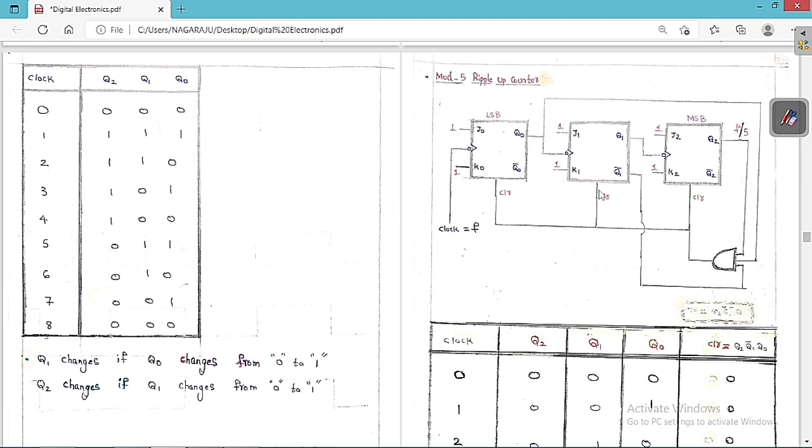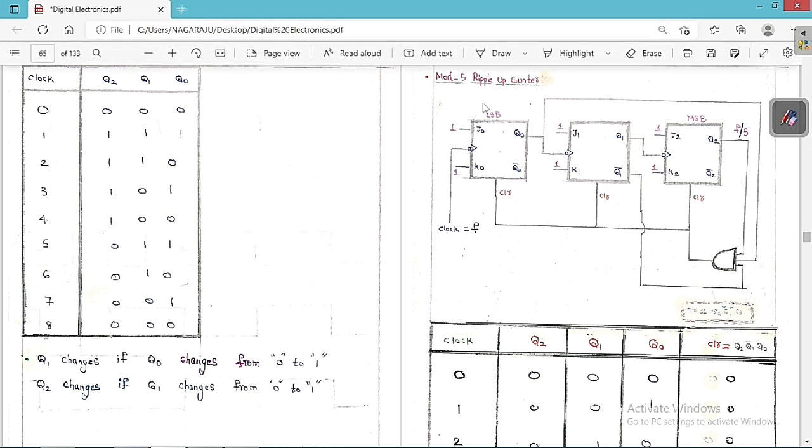It's 0, 1, 2, 3, 4, and then whenever the 5 comes, again it is going to become 0. Again it is going to repeat 0, 1, 2, 3, 4 like that. So a total of 5 unique states are there. That is the reason it is called the modified ripple up counter, because it is reading 0, 1, 2, 3, 4, and again 0, 1, 2, 3, 4. So it is called the ripple up counter with 5 unique states, the modified counter.